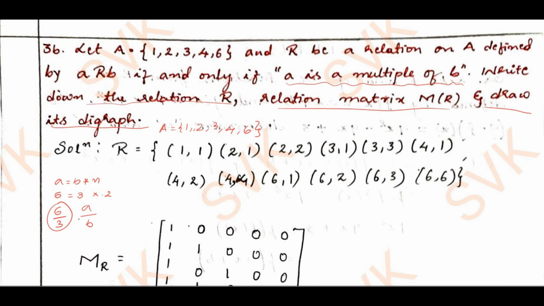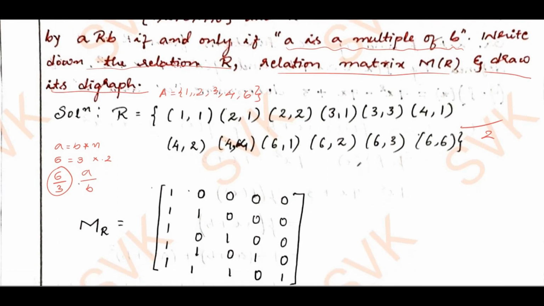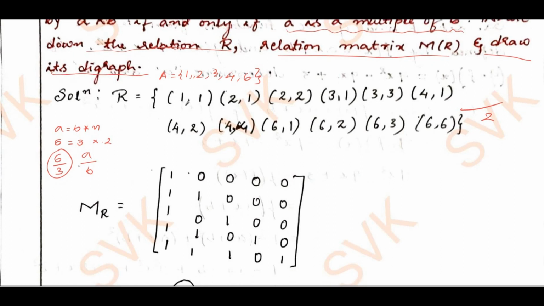So this is the relation. This carries marks, maybe 2 marks. If they ask the problem for 6 marks, they may go with 2 plus 2 plus 2 like this. So next, moving on to matrix relation. Once we find the relation, we will find out the matrix relation. How to find the matrix relation for the relation R?